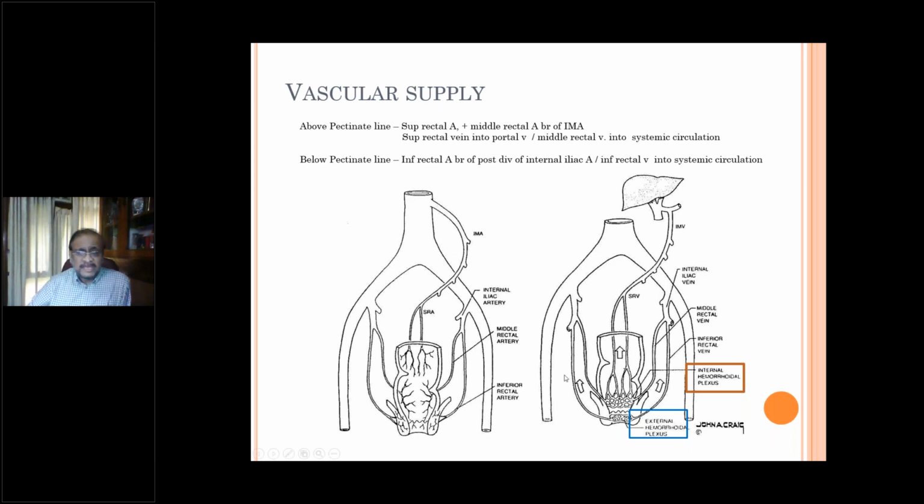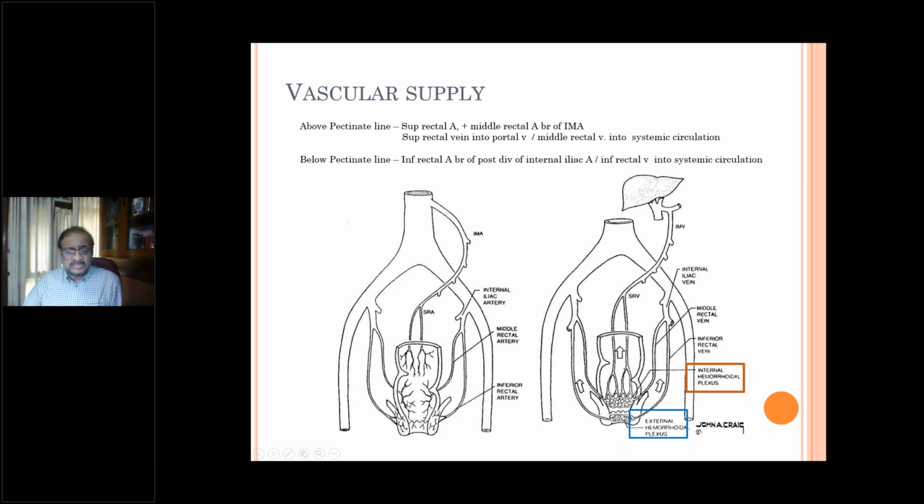Vascular supply above the pectinate line: the superior rectal artery, which is a terminal branch of the inferior mesenteric. We all know that the inferior mesenteric artery gives the superior rectal artery. And it may also get some fibers from the internal iliac, which is the posterior division. See, this is the anterior posterior division, the middle rectal, and you got the inferior rectal supplying the inferior.